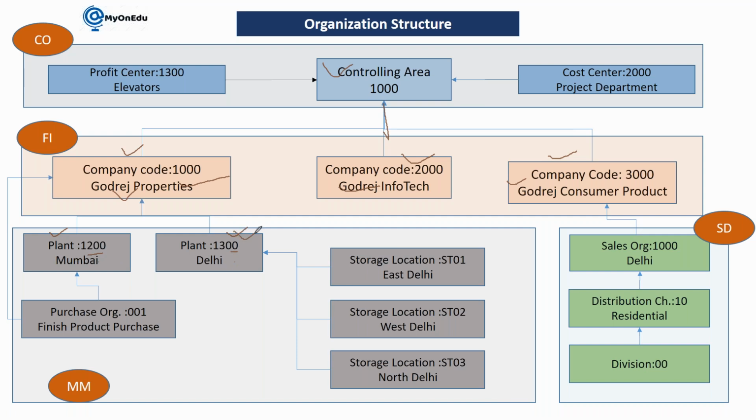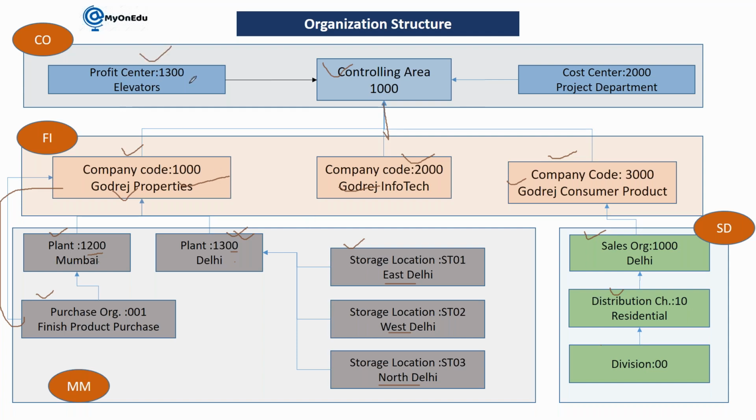And the Delhi plant has different storage locations also: one for East Delhi, then West Delhi, then North Delhi. For this, we are using one purchase organization for finished product purchase, which is directly assigned to your company code also. In investment management, we are not going to use any sales process. However, we can understand this. We can create one sales organization for Delhi, and then distribution channel and division. All these relevant organization structures we will understand in more detail.